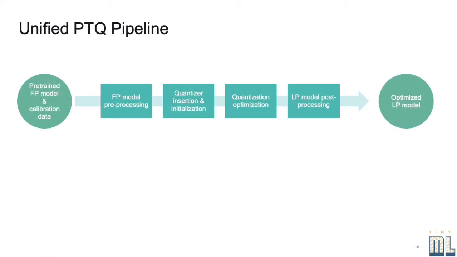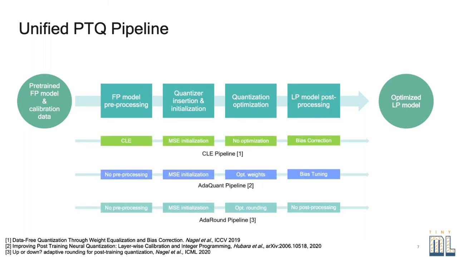With the quantization simulation framework, we construct a unified PTQ pipeline that takes a pre-trained full precision model and a set of calibration data as input and produces the optimized low-precision model through 4 sequential steps: the full precision model preprocessing, quantizer insertion and initialization, quantization optimization, and low-precision model post-processing. Then, existing PTQ algorithms can be deconstructed and fitted into the pipeline as assembling different options in each step. Here I show the CLE pipeline, AdaQuant pipeline, and AdaRound pipeline.